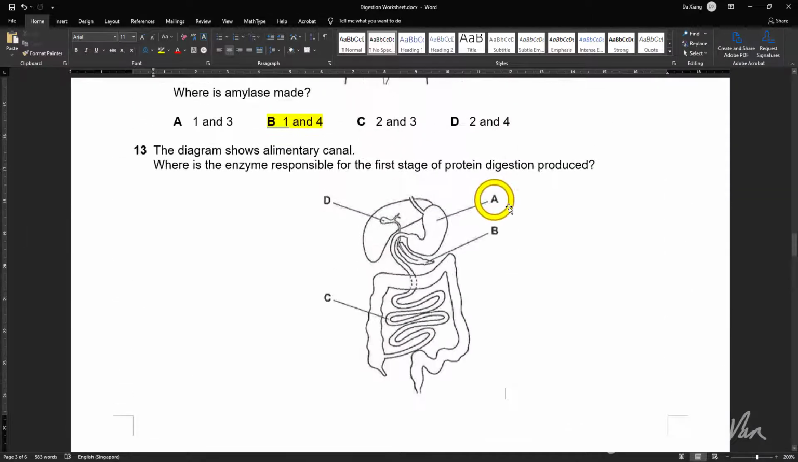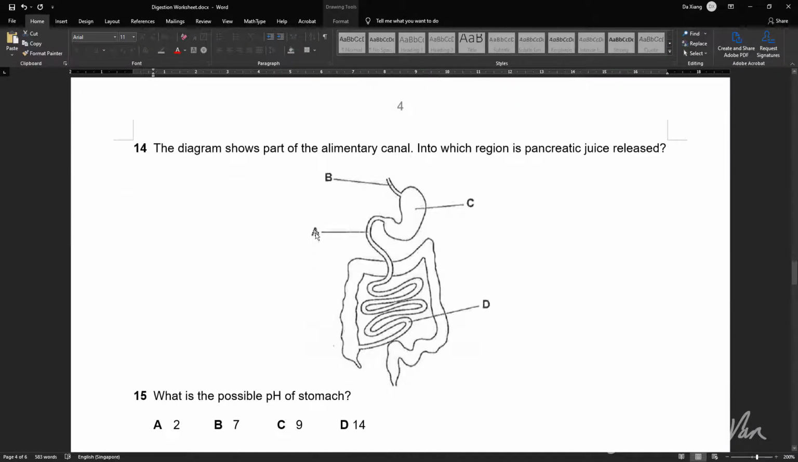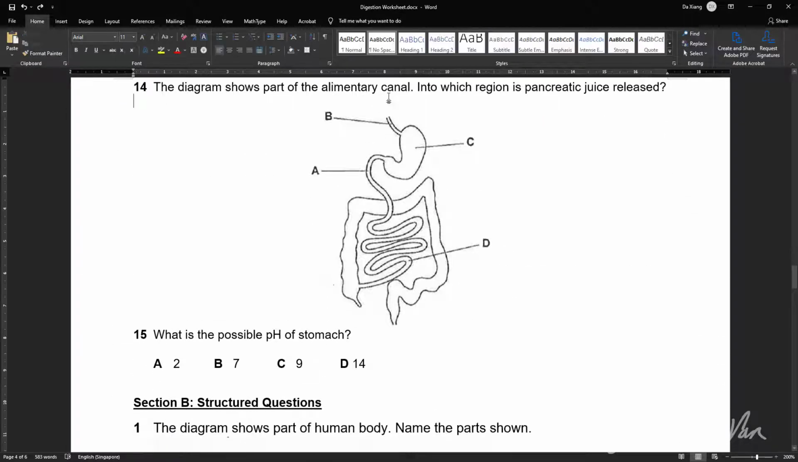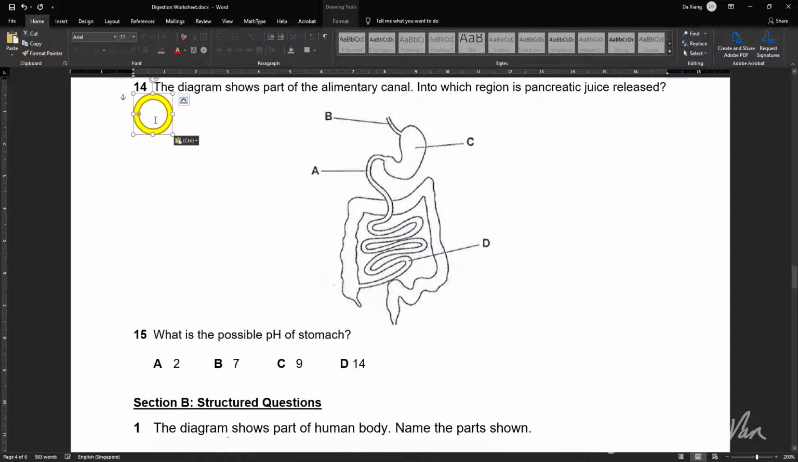So your answer, let me just copy the circle. Let me see whether I can paste the circle here. Alright, so the answer is A, the upper part of your small intestine.